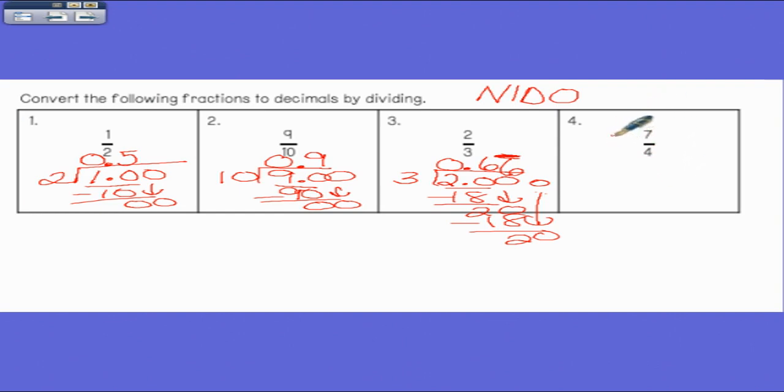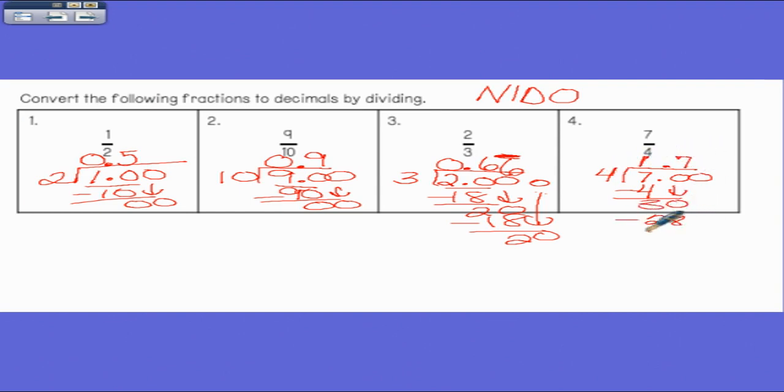Let's look at number 4. 7/4. 7 goes inside, add your decimal point and 2 zeros. 4 goes outside because it's the denominator. Does 4 go into 7? The answer is yes. How many times? 1 time. 1 times 4 is 4. Subtract and bring down your 0. How many times does 4 go into 30? Well, 4 times 6 is 24. 4 times 7 is 28. 4 times 8 is 32.